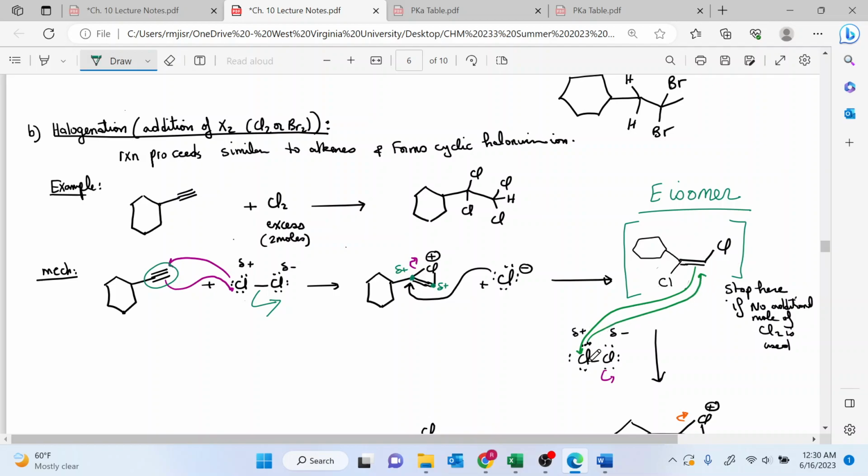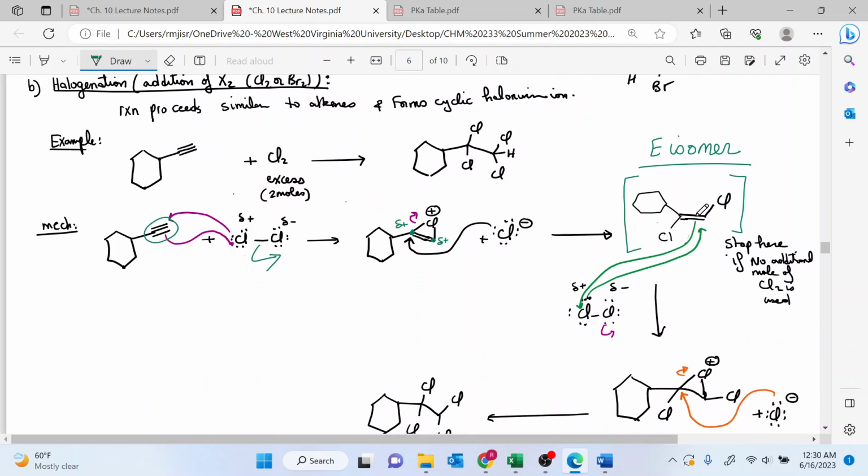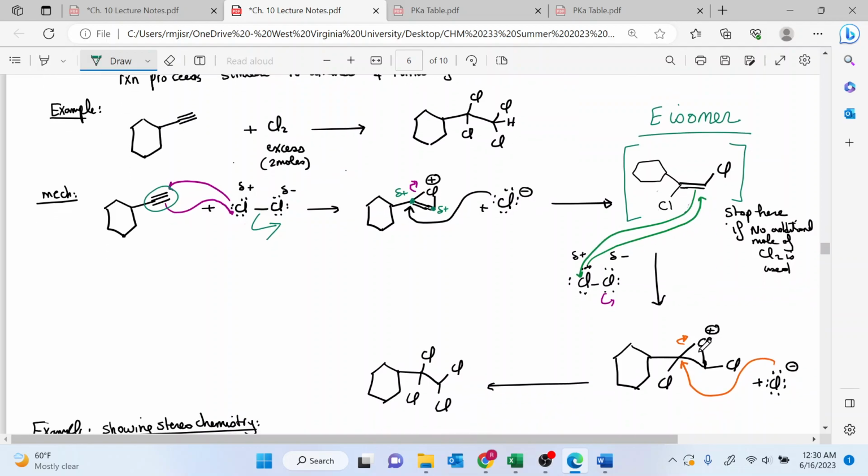as the addition reaction of halogens to the alkene. So now the double bond is going to open up, pick up the chlorine, and then the cycle is going to close. We're again going to form the cyclic chlorinium ion.